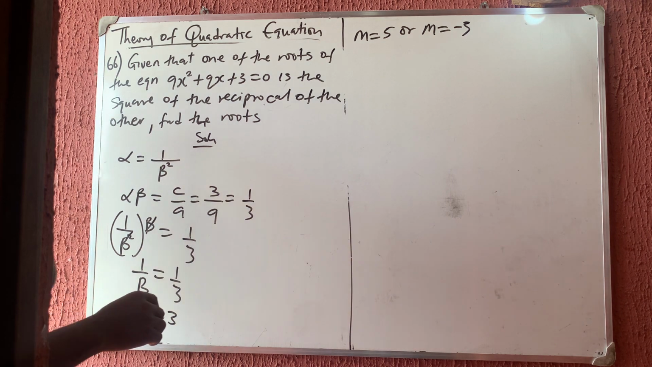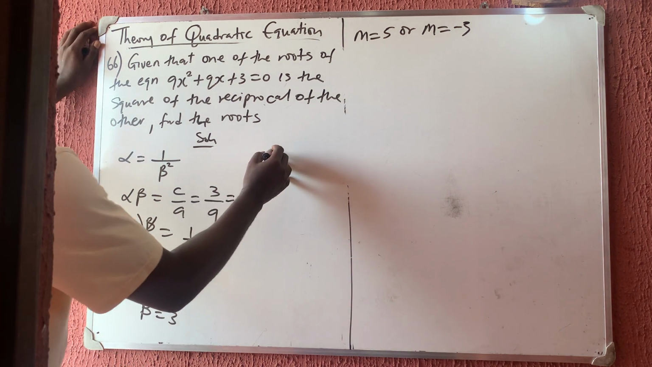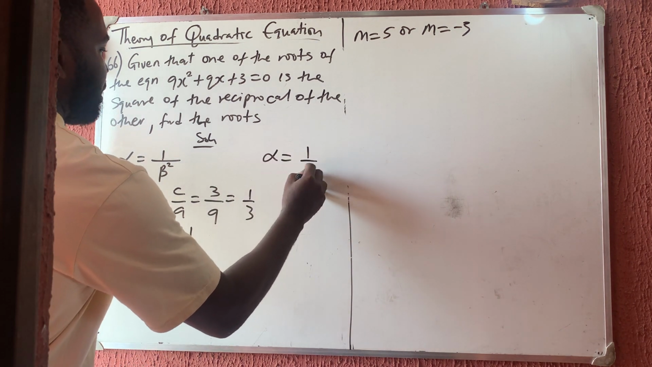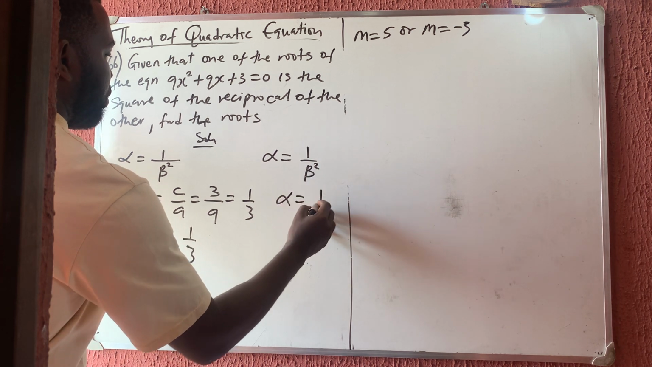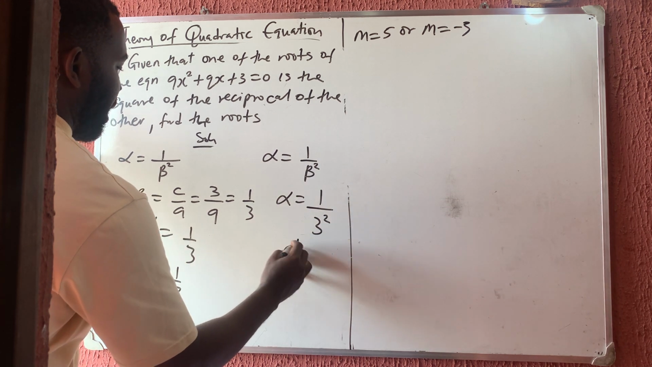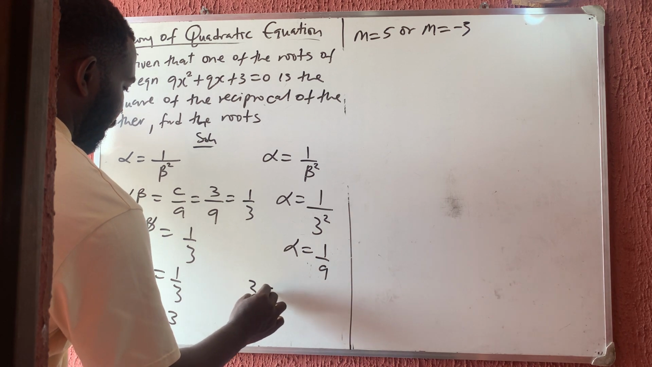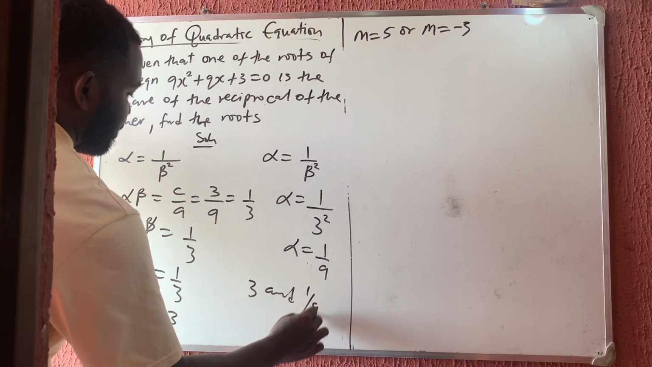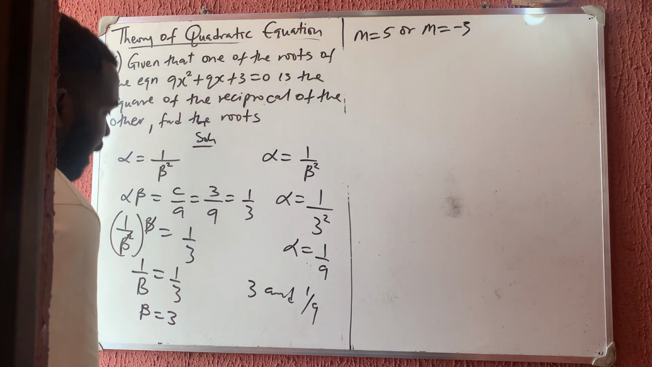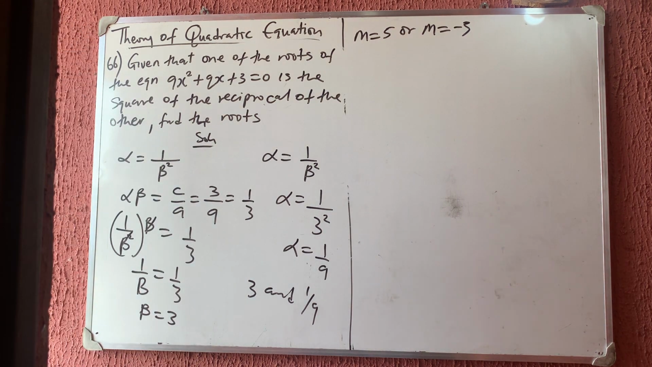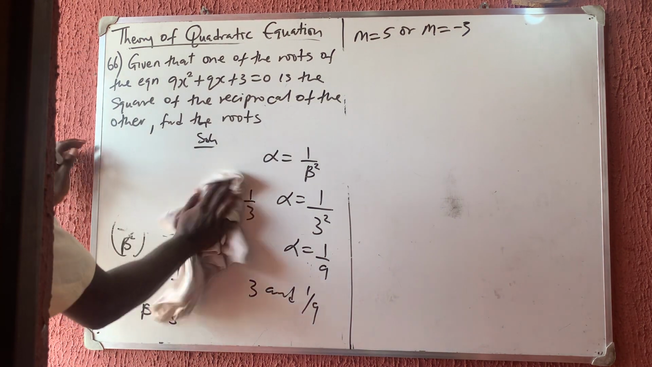So if beta is equal to 3, how do you get alpha? We have that alpha is equal to 1 over beta squared. So my alpha is equal to 1 over 3 squared, which is 1 over 9. So therefore the roots are 3 and 1 over 9. These are the roots. Okay, they say we should find the roots.